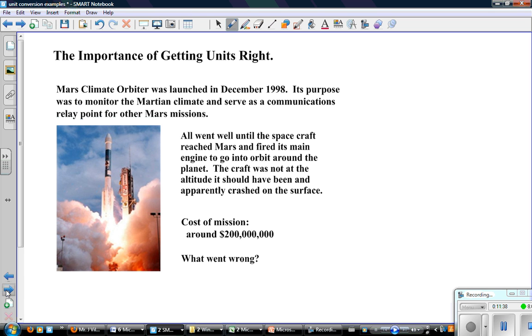Everything was going super duper. They launched the spaceship. It was traveling all the way to Mars. It took a couple of years. Got to Mars. Was supposed to do a little maneuver so it would end up in orbit around the planet. And when it did that maneuver, it crashed. $200 million and lots and lots of man hours wasted. The orbiter did absolutely nothing. You want to know why? What went wrong?